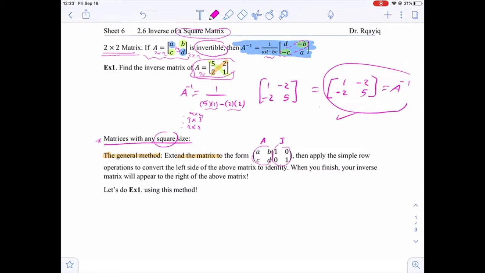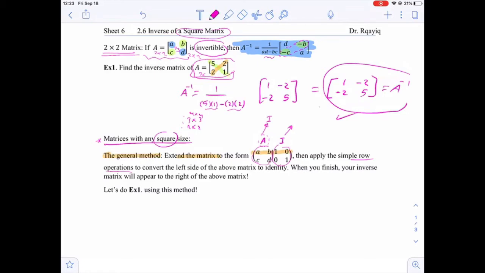Then we apply simple or elementary row operations to convert the left side, I mean the matrix A, into the identity, and then the identity will be changed according to that change, because the simple row operations will be applied on the whole line. I mean, for example, if we apply it for one element in the first row, it will be applied for all numbers in that row. Similarly, if we apply them on the second row, then we need to apply it for all elements.